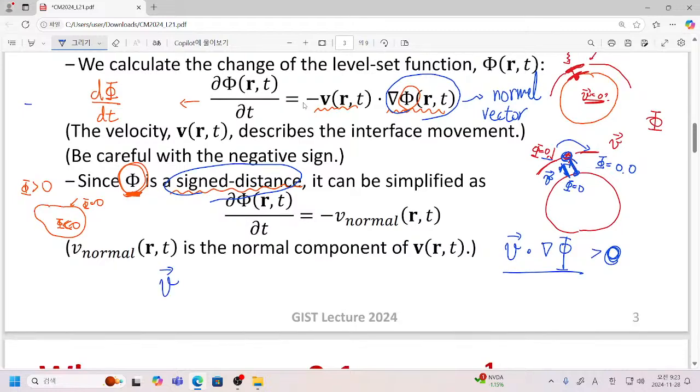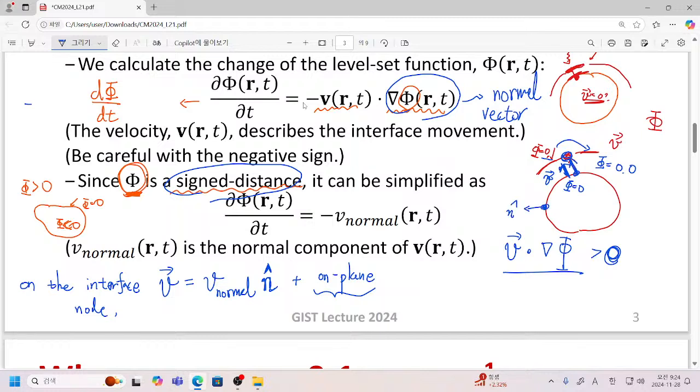Let me think about this one. Here we have a vector field, and on the interface node we can decompose it into two different quantities. One quantity is a normal quantity, which will be headed in the normal direction. Of course, we can define another component corresponding to the on-plane component. For example, in this case, this is the normal direction, and we can define the other direction. And of course, we have some quantities, the velocity quantities, corresponding to this one.